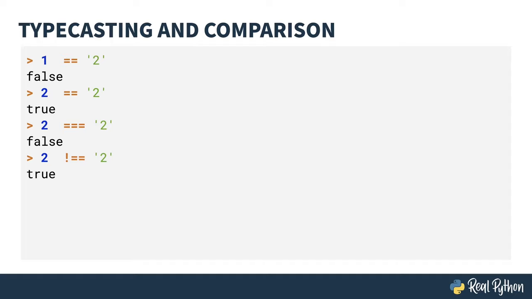The weirdness goes deeper than just strings and numbers. You can get some strange things with arrays as well. See? Kind of weird. Best practices? Always use triple equals.